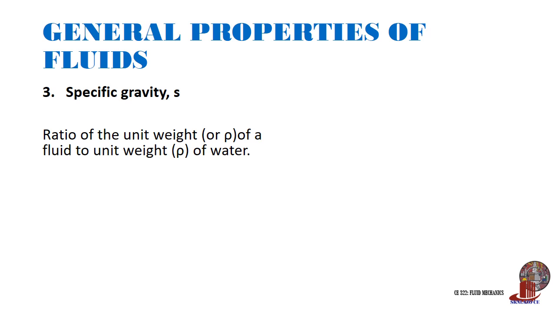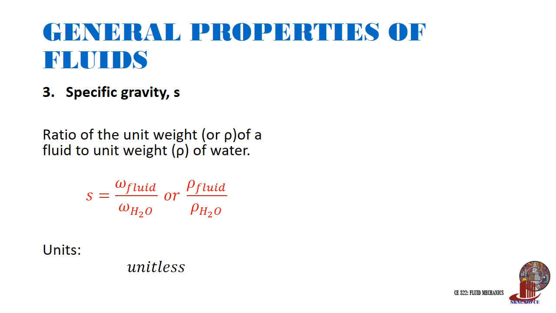This is the ratio of the unit weight of a fluid to the unit weight of water. The computation can also use density instead of unit weight. Water is considered a universal fluid, thus, it is used as the reference for specific gravity. In formula, S can be omega of fluid over omega of water, or the fluid's density rho over that of water. Taking into account that specific gravity is a ratio, it would be unitless.